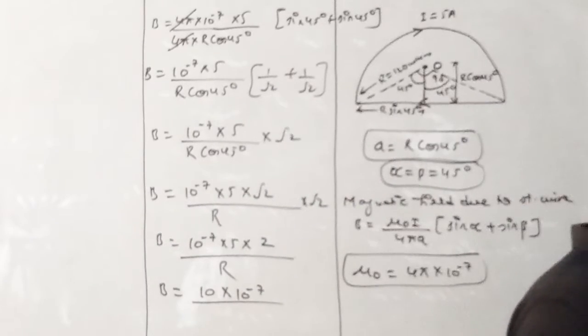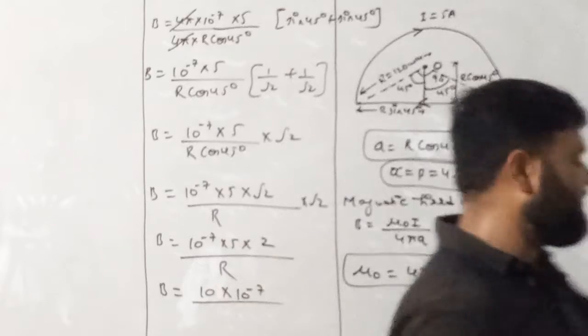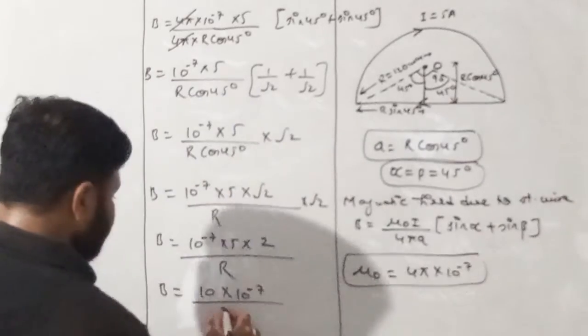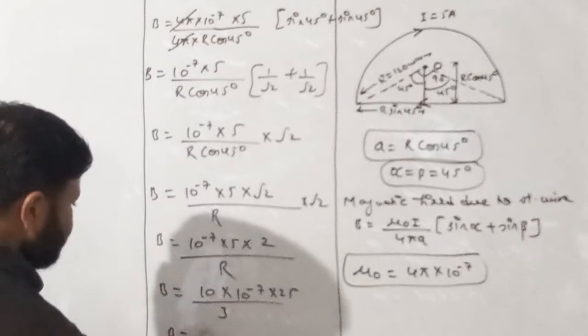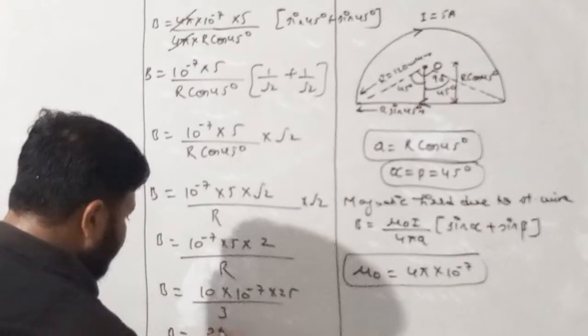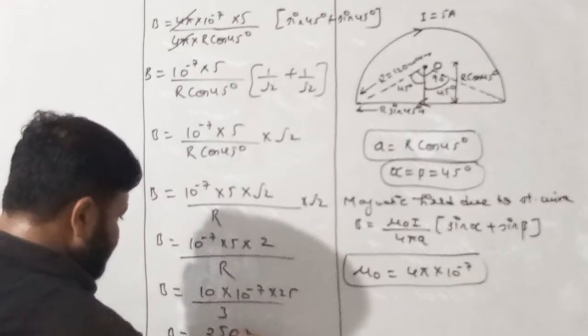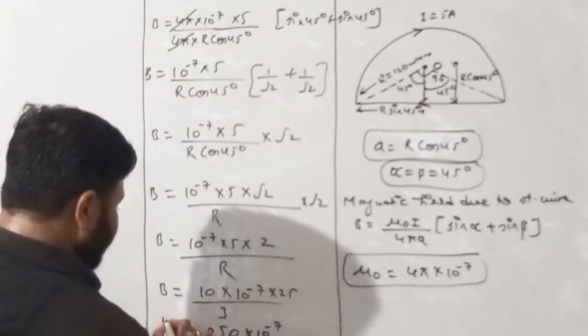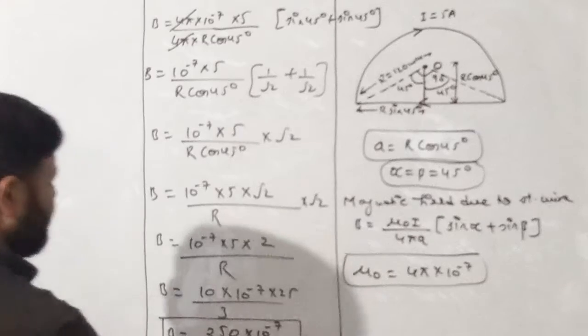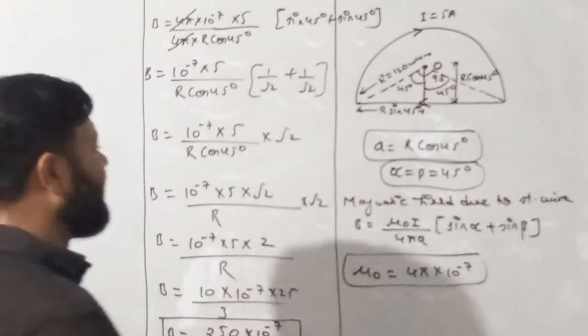So convert this into meter. So 120 mm becomes equals to 120 by 1000. It is 3 by 25 meter. So I'll write here 3 by 25. So b becomes equals to 250 into 10 raised power minus 7 divided by 3.